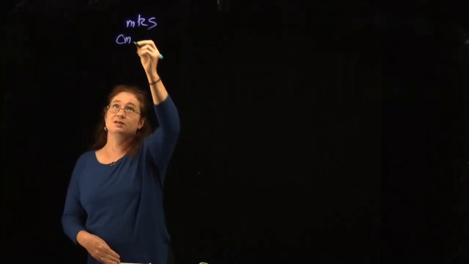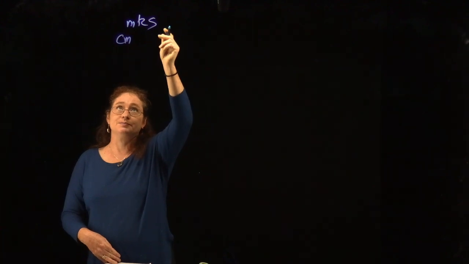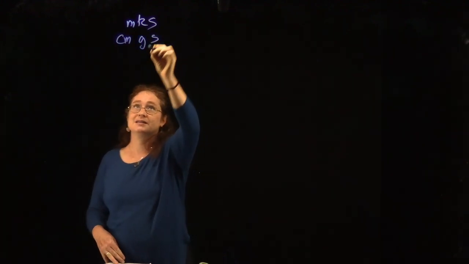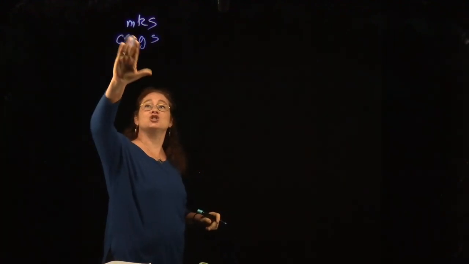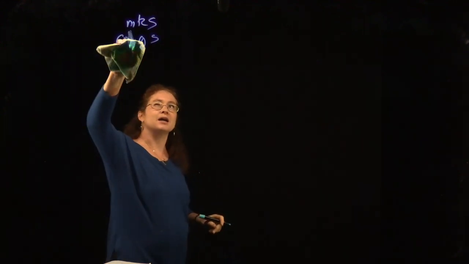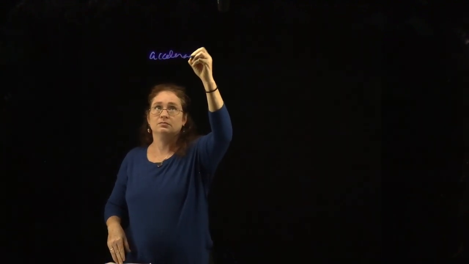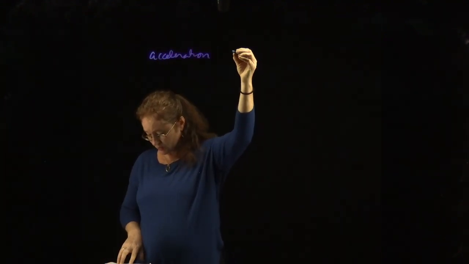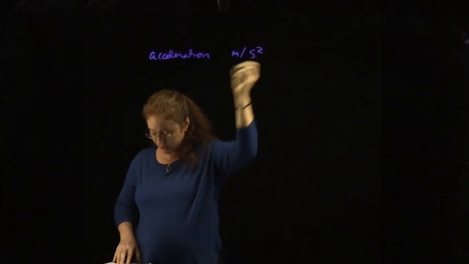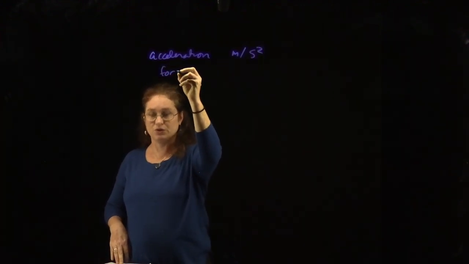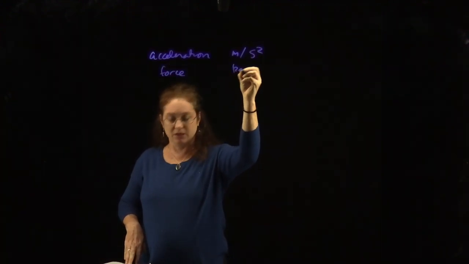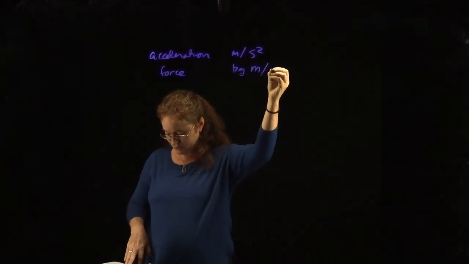Chemists tend to use centimeters, grams, and seconds, or CGS. Sometimes we flip into CGS a little bit just because they're so closely related. When we do this, the units of acceleration are meters per second squared. The units of force are kilograms meters per second squared.